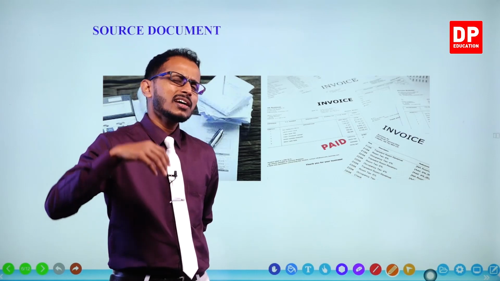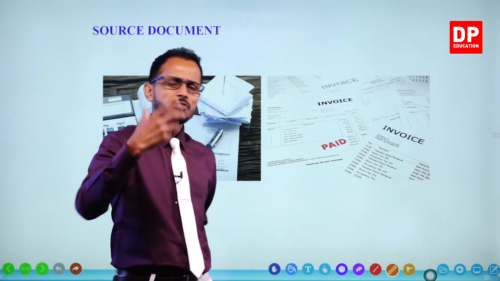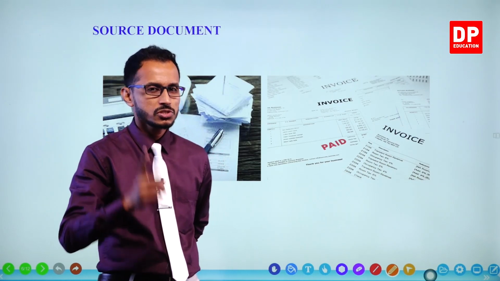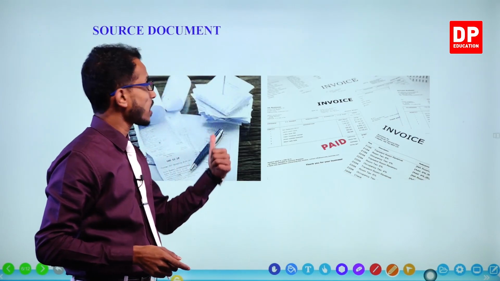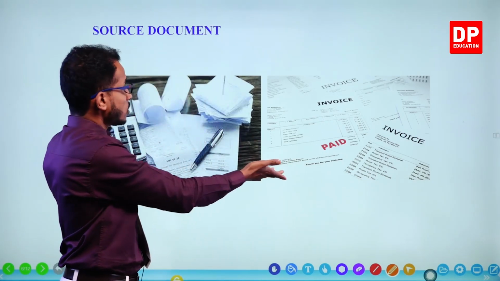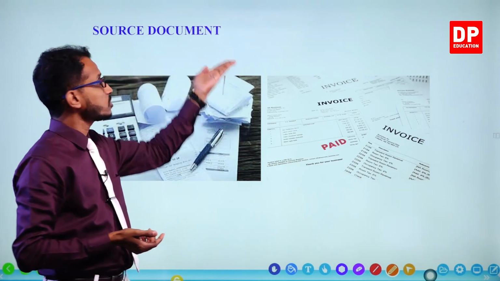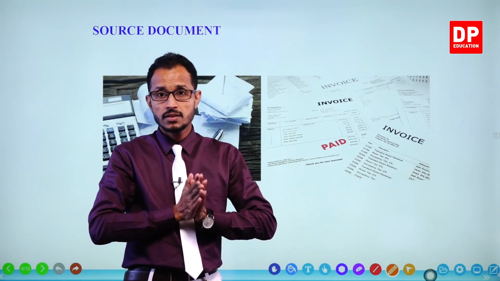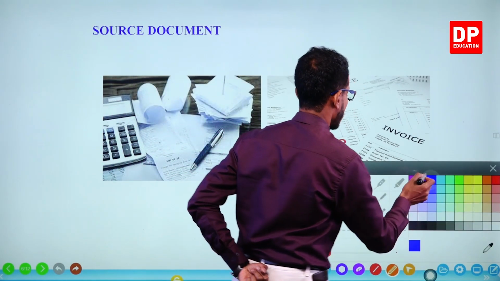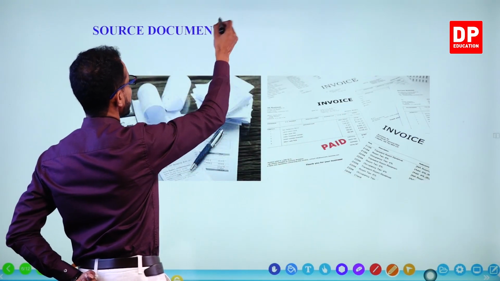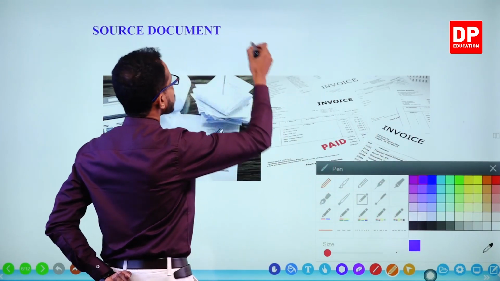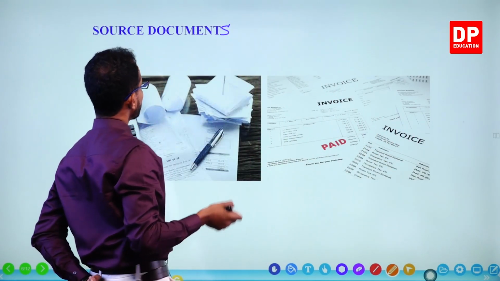I told you that there are other types of documents which are needed to record transactions in prime entry books. Well, here you go, children. These are those documents. We call them source documents. Source documents.